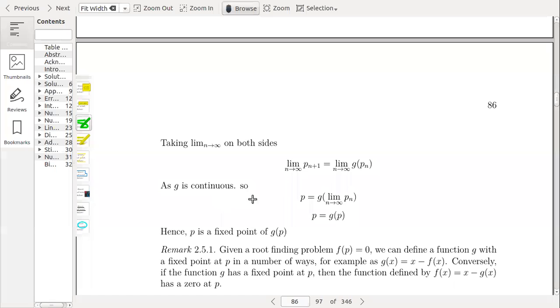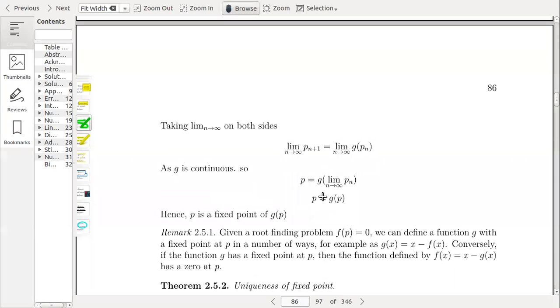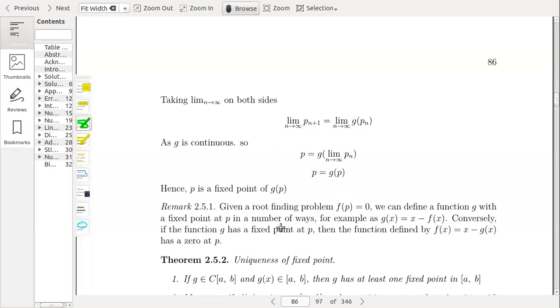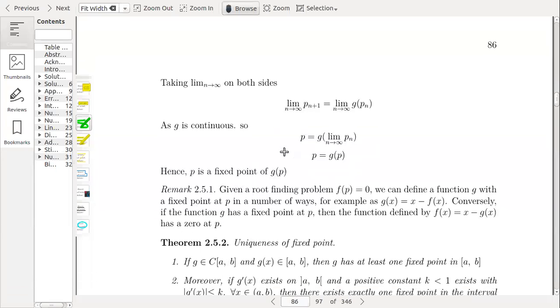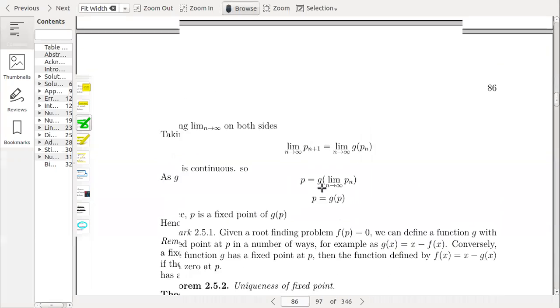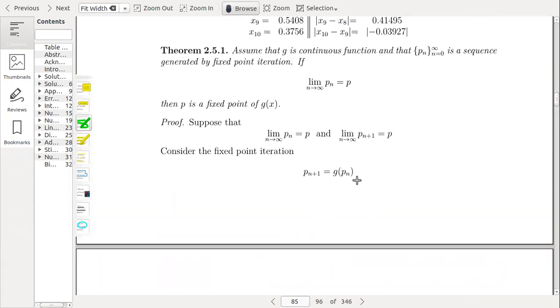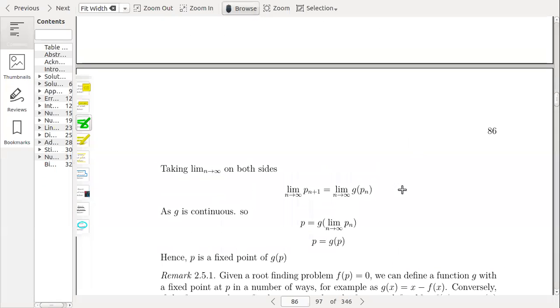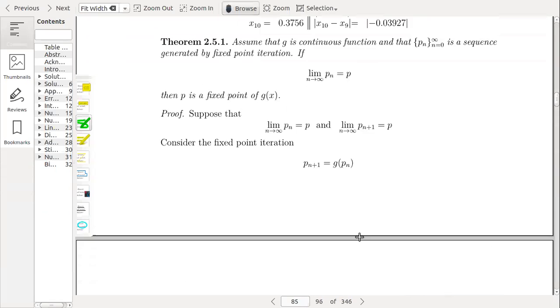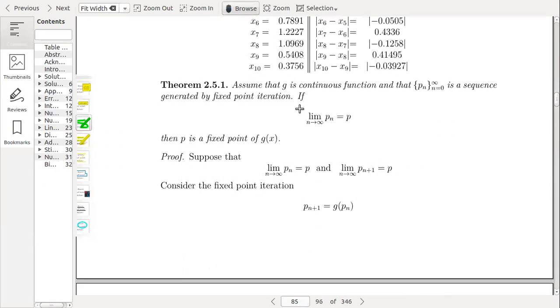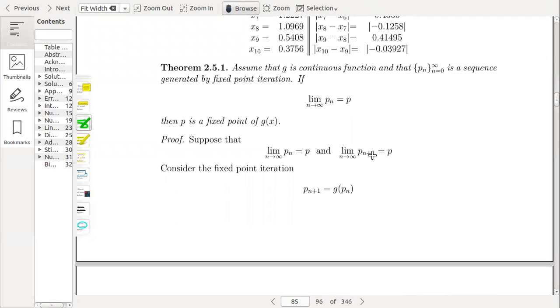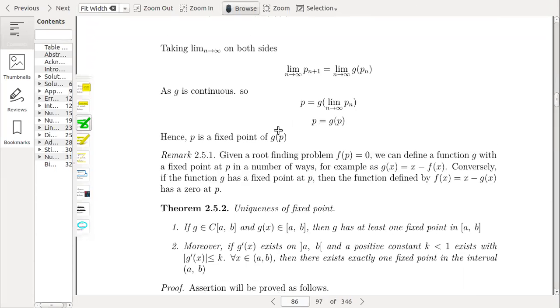As g is continuous, P is equal to g of the limit as n approaches infinity of Pn. So P is equal to g of P. Hence P is a fixed point of g. So it's not very difficult. Just rewrite the formula of fixed point iteration, apply the limit on both sides, and then apply the limit on Pn. Since Pn converges to P, we replace the left side with the right side and we will get the answer.